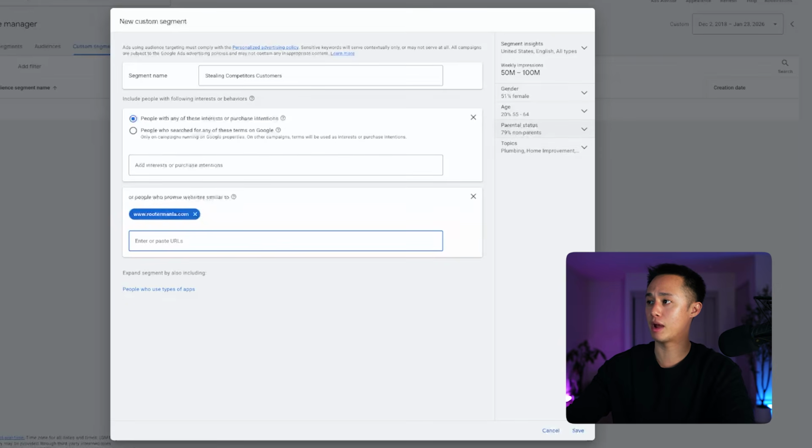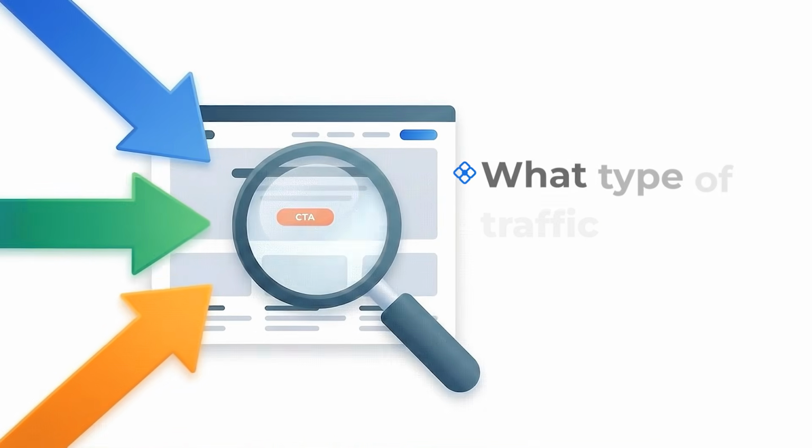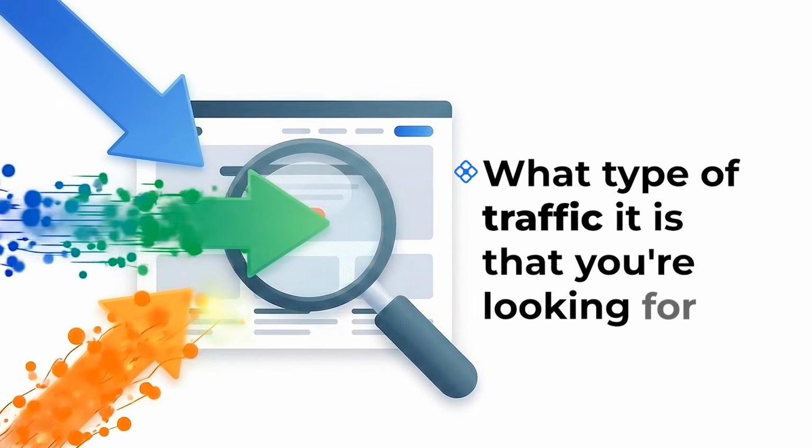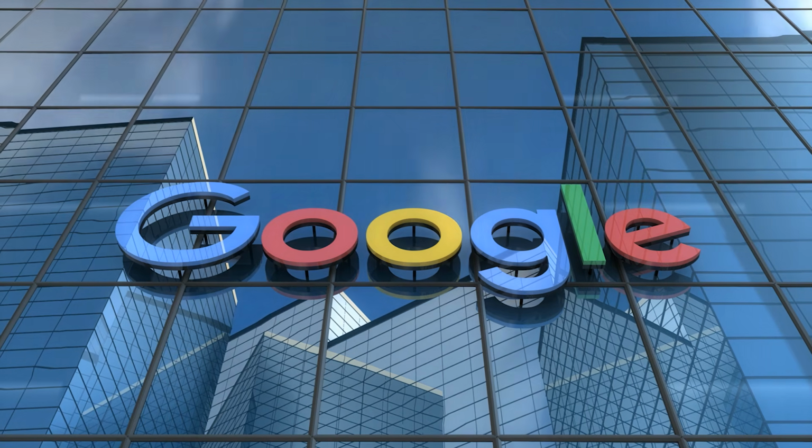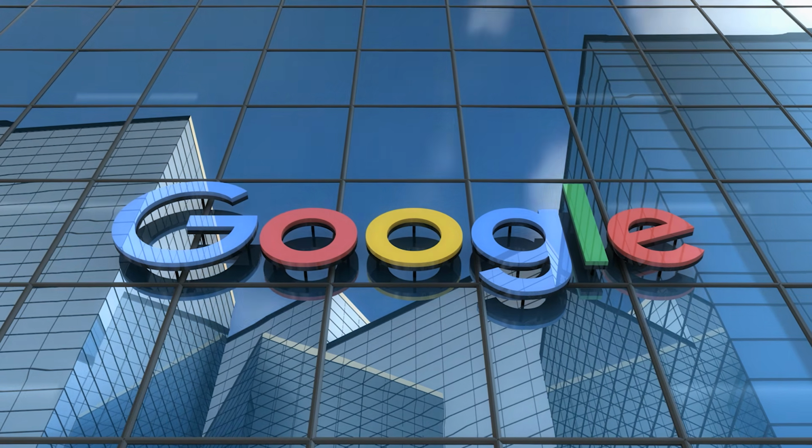And then we have the age, we have the parental status, topics, they are into plumbing, home improvements, home and garden, okay? So from here, Google is going to know what type of traffic it is that you're looking for. You plug in this website, Google has an algorithm already to know what it is that you are looking to get.